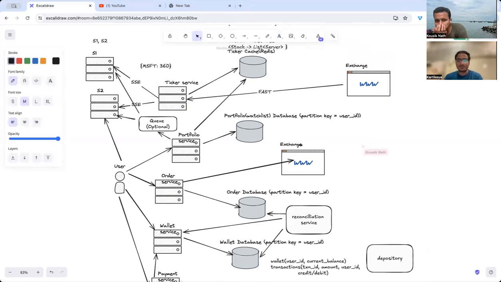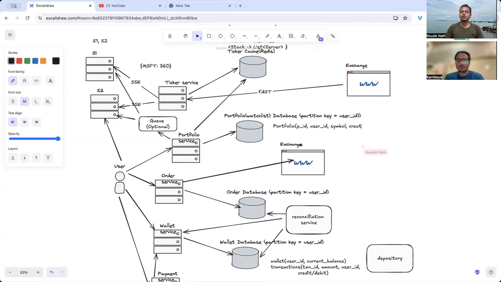So the portfolio, let's say this is my portfolio. The schema would look like this: we should have some primary key, so let's say this is my portfolio ID, and then we have the user ID. Then you will have symbol. We are basically going to create one row for each symbol. I think that will be better.